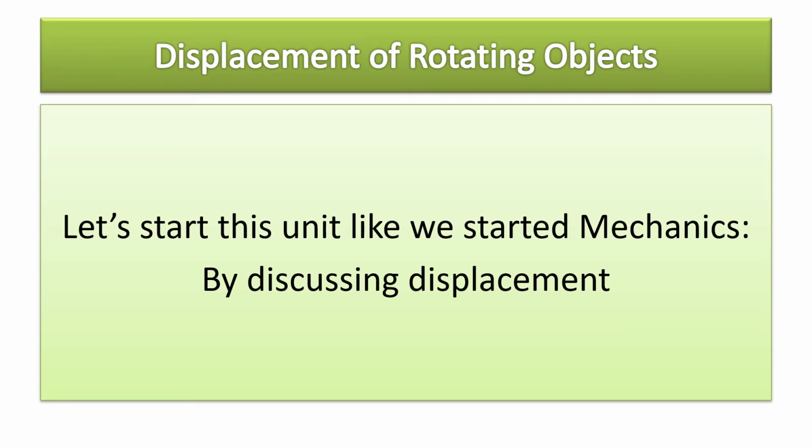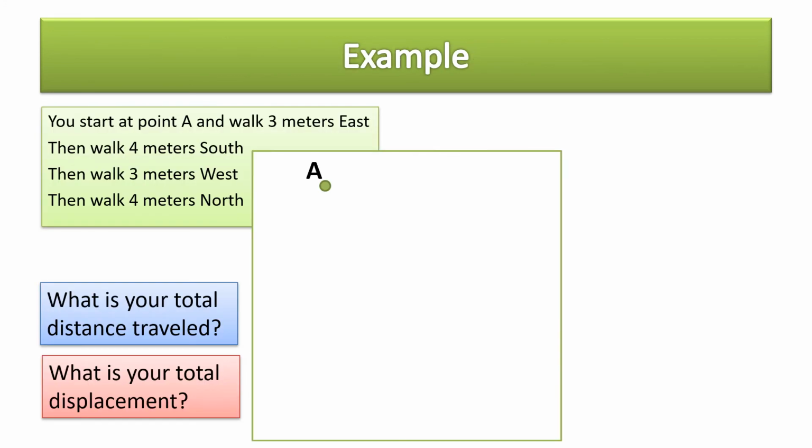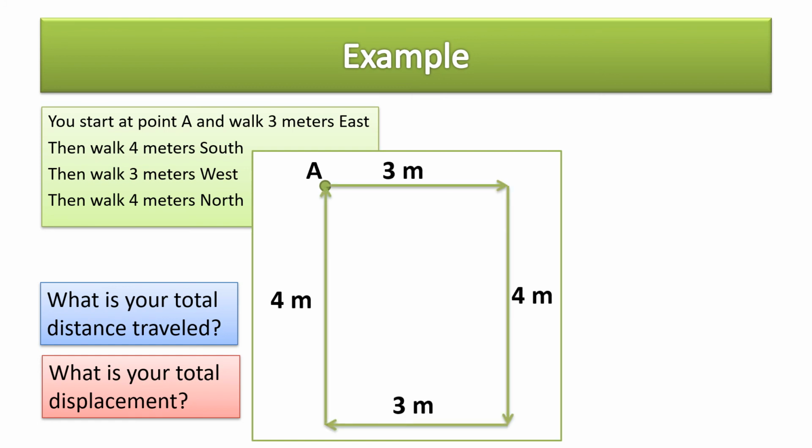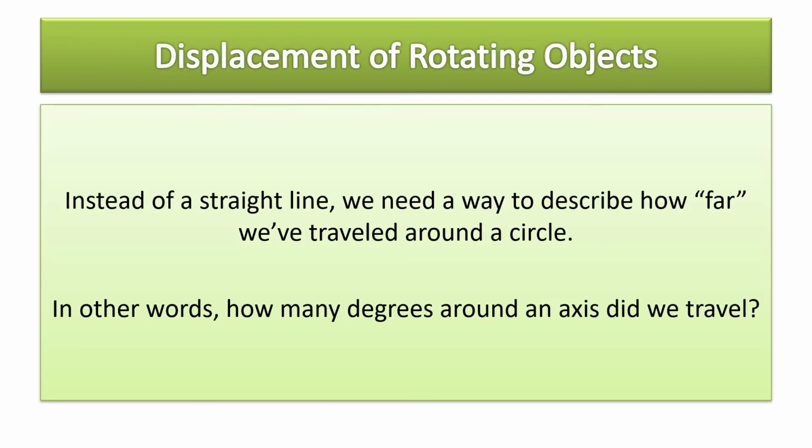So let's start this unit like we started mechanics by discussing displacement. This should look familiar. This is kind of what we did in the beginning of the year. What's the total distance traveled? What's your total displacement? But instead of a straight line, we need a way to describe how far we traveled around a circle. In other words, how many degrees around an axis did we travel?